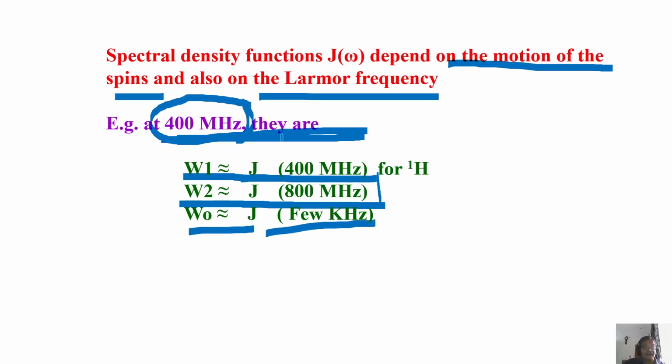So the dominant mechanism at a particular frequency depends upon various things. First, the Larmor frequency and the motion of the spin. Supposing it's the same molecule, take it to 800 megahertz. W1 is 800 and W2 is 1600 megahertz. Your fluctuating field may not have that large a frequency. Then this is not a dominant mechanism.